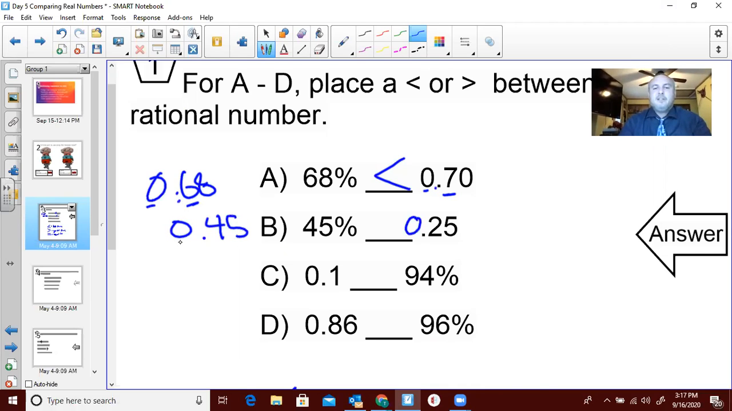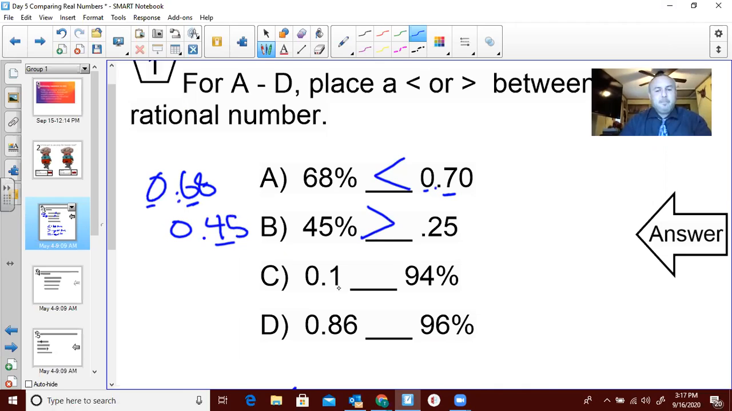So I can see I have 0, 0, decimal, decimal, 4, 2. I know that 4 is larger than 2. 4 is going to be greater than 2. So now I read this as 45% is greater than 0.25.